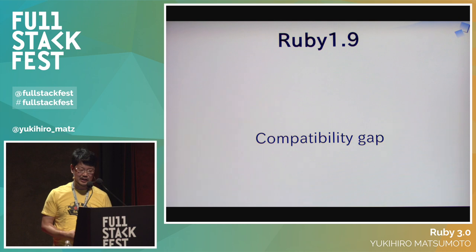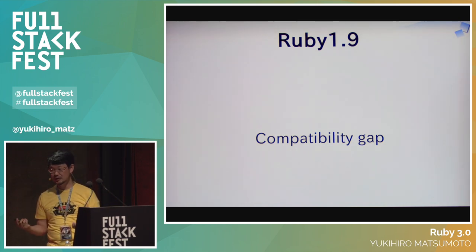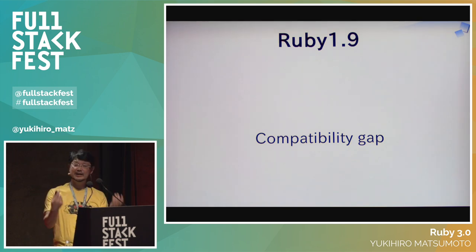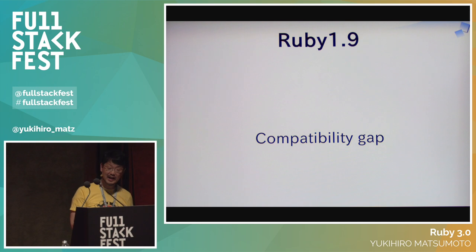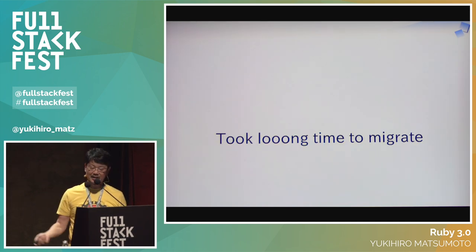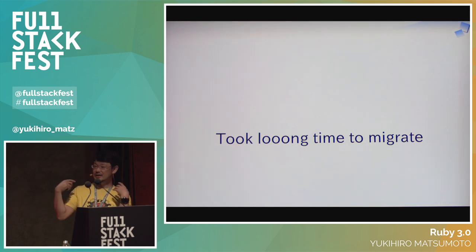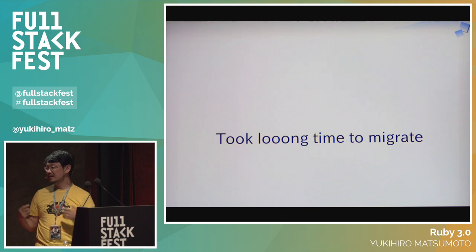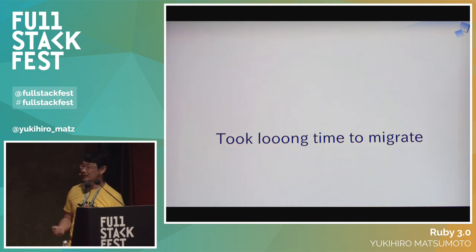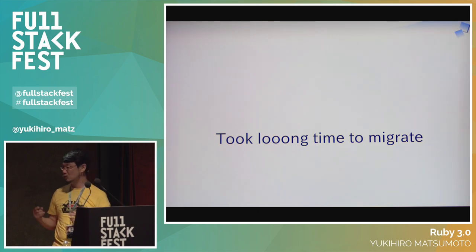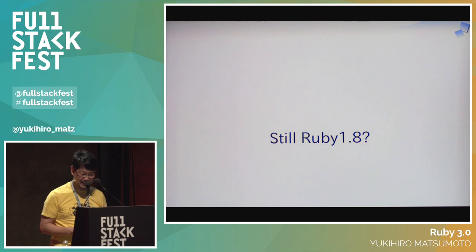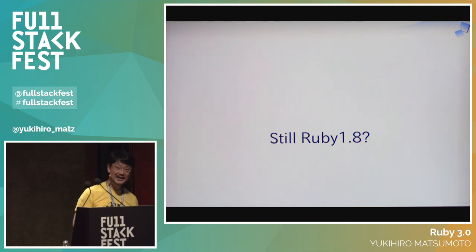That introduced a compatibility gap. So you have to somewhat tweak your program to run on Ruby 1.9. That took a long time to migrate. When we released Ruby 1.9, I don't remember the year, but since then, it took more than five years for just upgrading one version, 5 years. But is there anyone still using Ruby 1.8? Don't.